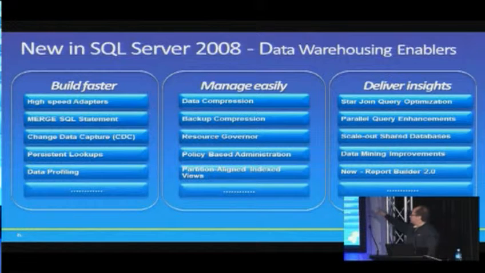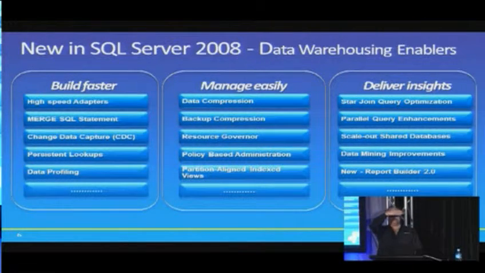As far as delivering insights, we have a star join query optimization. So it's not only left, right, inner join. We have star join. The SQL engine recognizes the concept of a star schema, and then when you do joins, it's well optimized on that. Data mining improvements, report builder, where in 2008 it was 2.0, in R2 is 3.0.